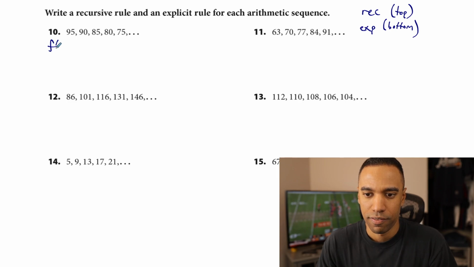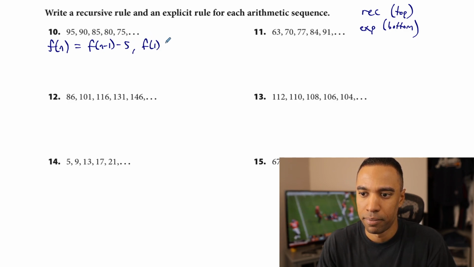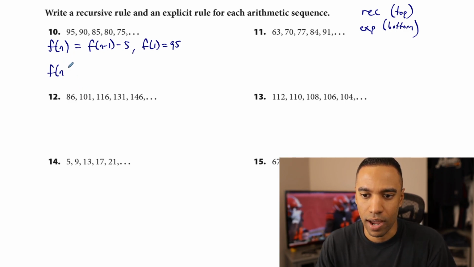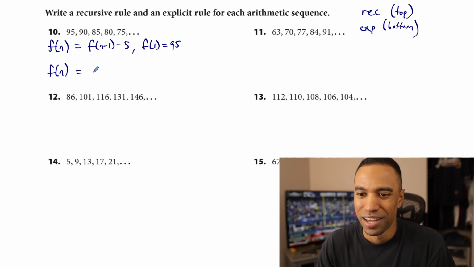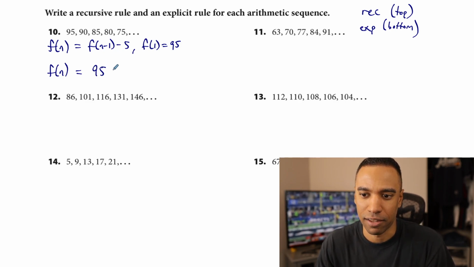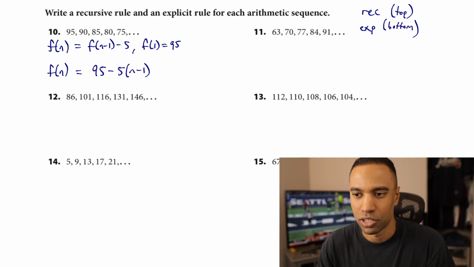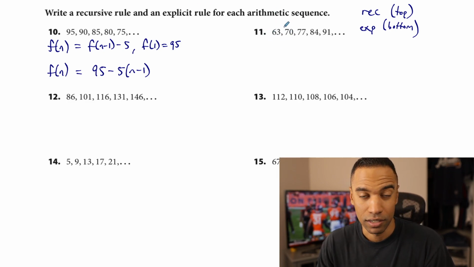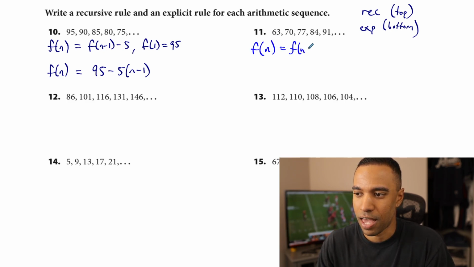Recursive: find the value of the next term and take the term before it. And it looks like we're going to subtract 5. We're starting from 95. Okay? The explicit, I'm just going to write the first one without distributing, if that's cool, just because of room and time. I start from 95, and I'm going to subtract 5 one less time than the term number. Again, this doesn't seem to ever change, how that's working there. Number 11, common difference of 7, first term of 63. So it's going to look like f of n minus 1.